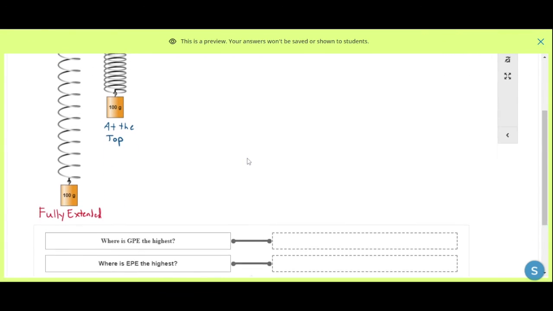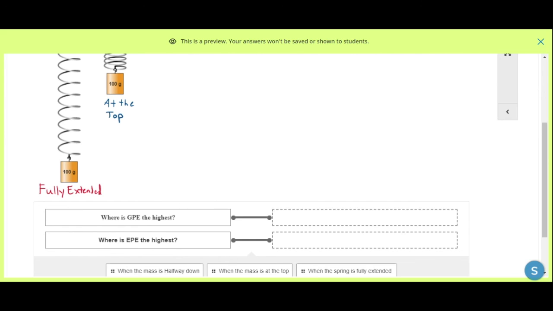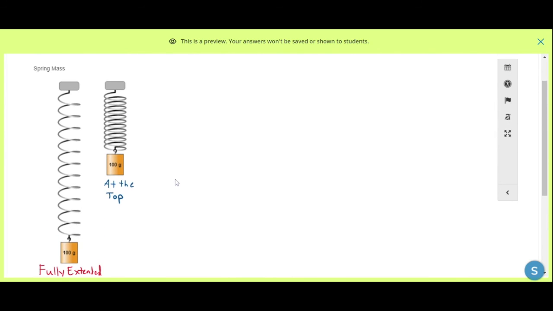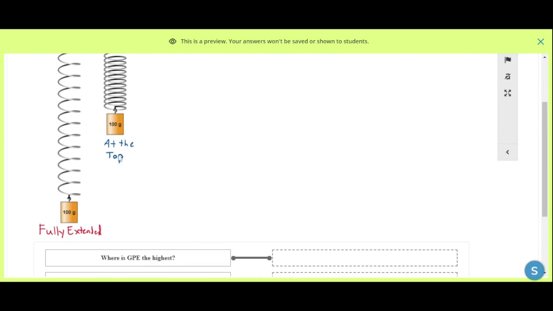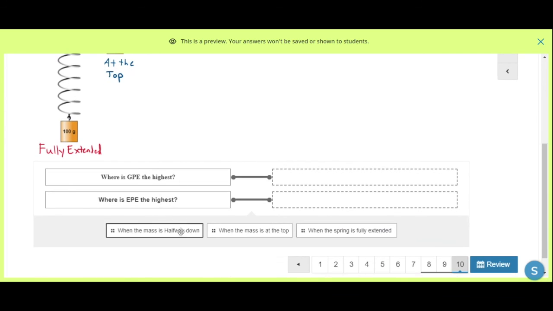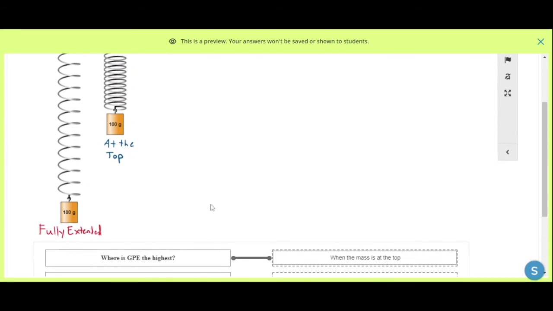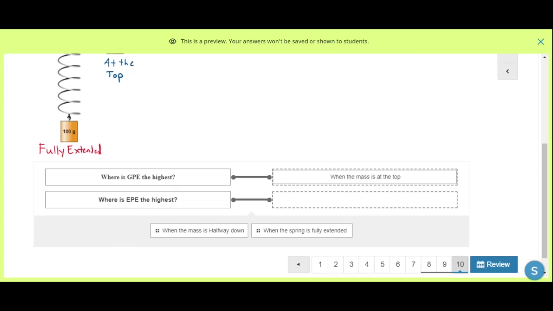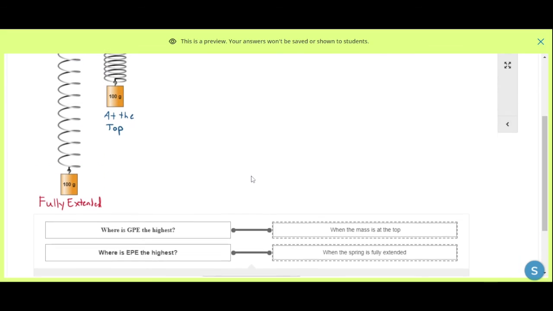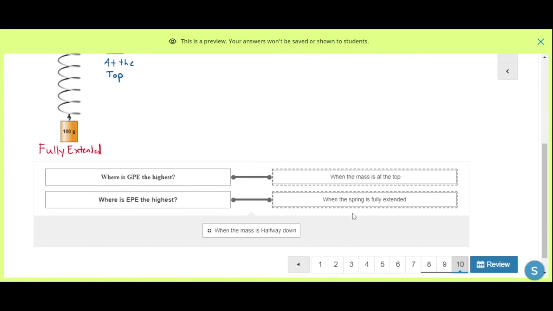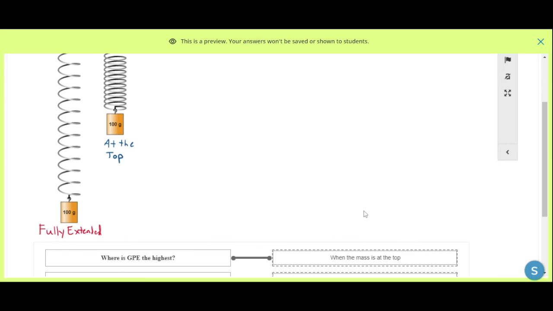And then our last one, here's a spring question. It says, where is GPE the highest? Well, GPE depends on height, so obviously it's going to be at the top of our spring. So that's going to be when the mass is at the top. And where is EPE the highest? Well, EPE is either going to be the highest at the top, halfway down, or when the spring is fully extended. We know that EPE has to deal with stretching things. So this one's pretty easy, and it's going to be when the spring is fully extended, because it's fully stretched there. And the more we stretch it, the more elastic potential energy we will have.